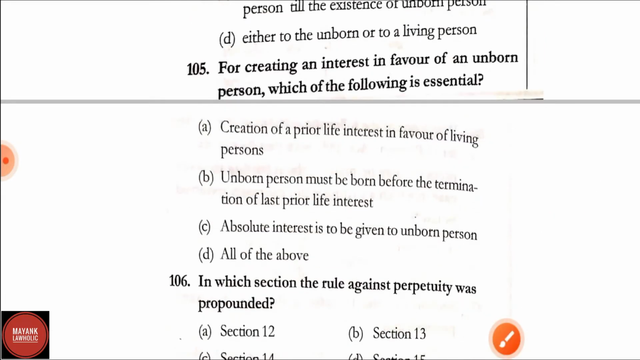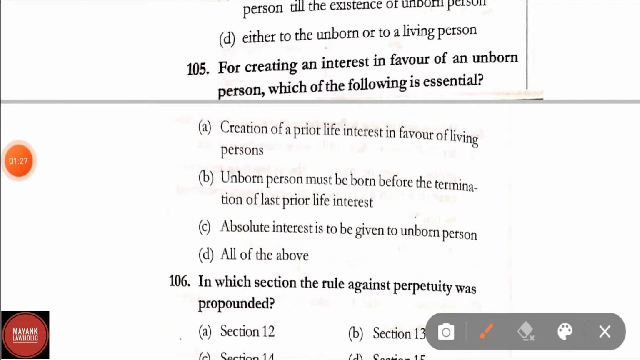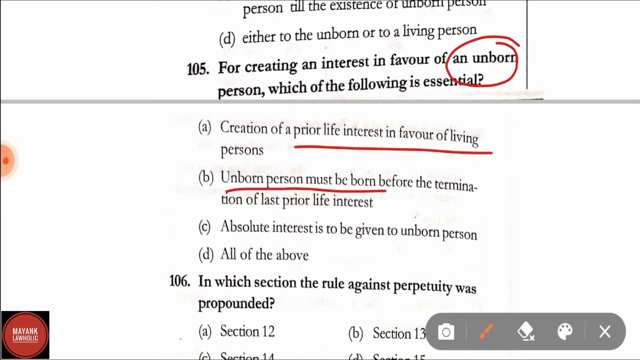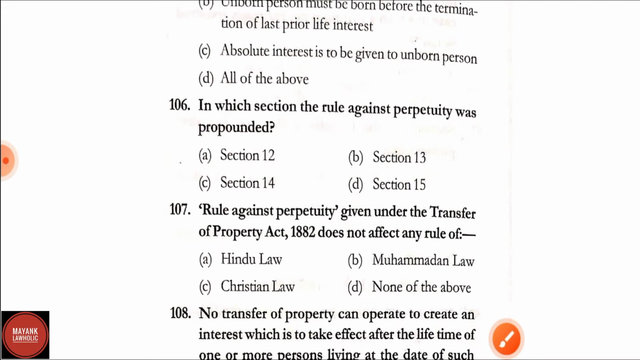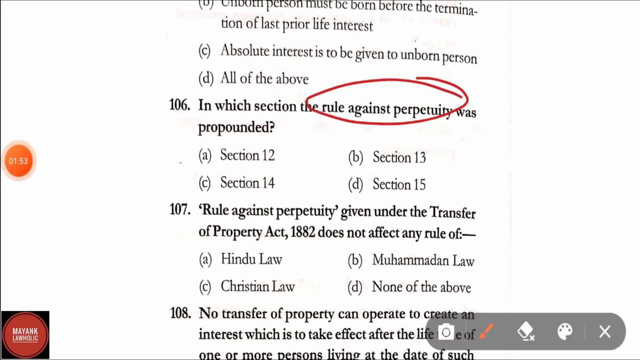Question number 105. For creating an interest in favor of an unborn person, which of the following is essential? Creation of a prior life interest in favor of a living person. Unborn person must be born before the termination of the last prior life interest. Absolute interest is to be given to unborn person. All of the above. Here correct answer is option D, that is all of the above. Question number 106. In which section was the rule against perpetuity propounded?